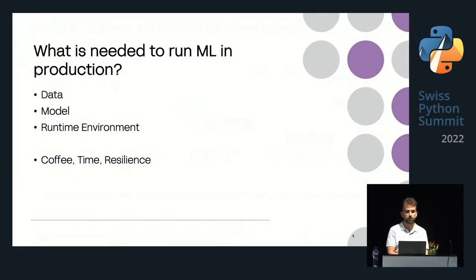So what is needed to bring a machine learning project into production? You need data. That's the first thing we're going to talk about. You need a model. That's the second thing. And then we need a runtime environment, which we're also going to quickly talk about. I prepared Jupyter notebooks to illustrate a little of my views. And of course, you also need coffee, time, and resilience. I think resilience is one of the hardest parts, not the coffee.